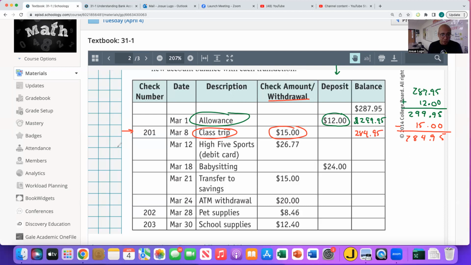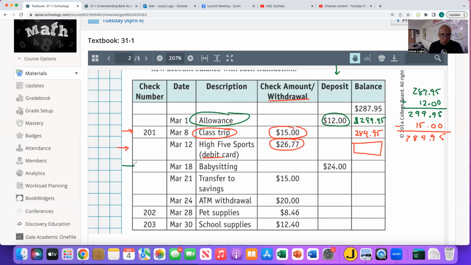And notice that the next row, the next time that you add or subtract money from your bank account, is now March 12th. And now you go to High Five Sports. You use your debit card, and now there's $26.77 withdrawn, because you spend that money at the sports store. So what are you going to do? Are you going to add or subtract them? And that's going to give you a new balance. So each time you add or subtract money, that's going to affect your balance.